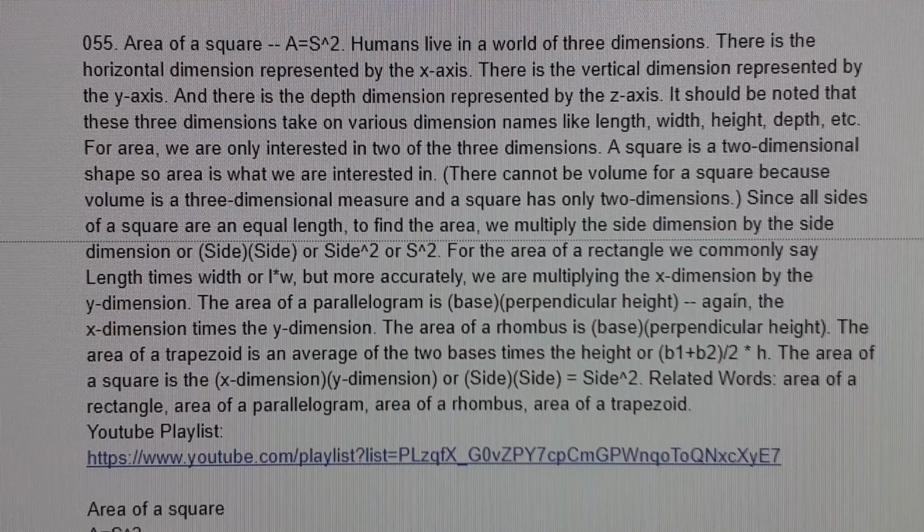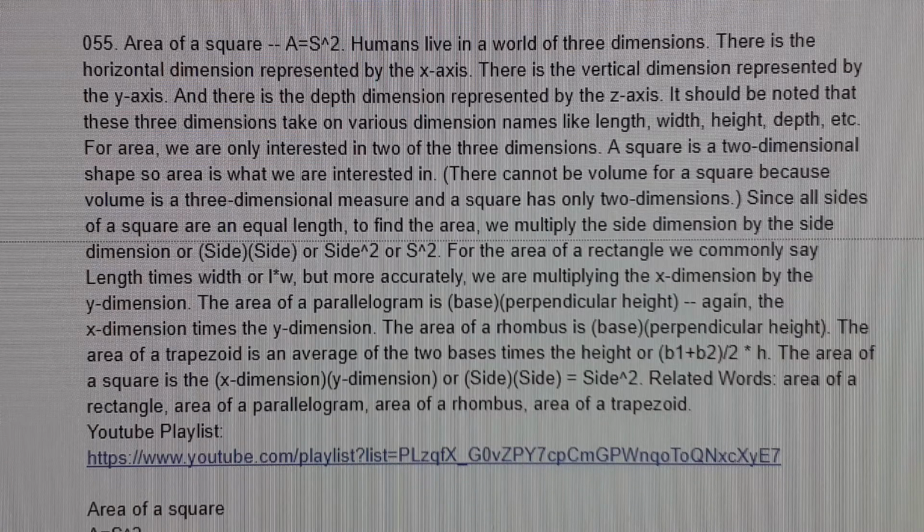For the area of a rectangle, we commonly say length times width, or L times W. But more accurately, we are multiplying the x dimension by the y dimension. The area of a parallelogram is (base) times (perpendicular height). Again, the x dimension times the y dimension.